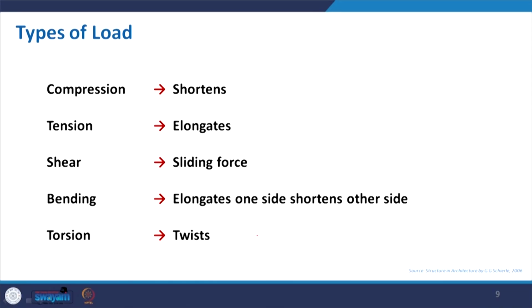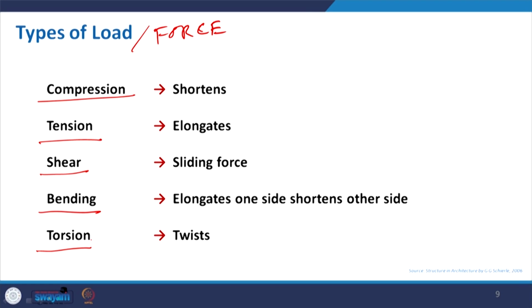Now, coming to the type of load or force, that load can also be referred to as force. It may be compression, tension, shear, bending, or torsion. So, broadly we can divide it into 5 categories, and each will have an indication.